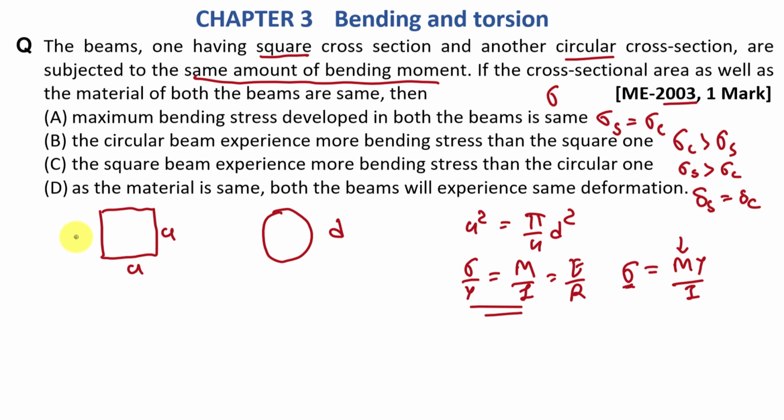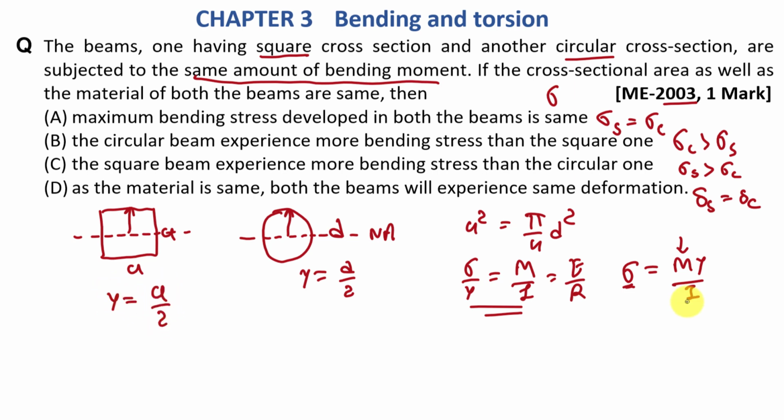Fine. Now we know that here neutral axis will be this, and for this beam this axis will be neutral axis. We know that this y is the distance from neutral axis where we want to find out bending stress. Now here we have to compare the maximum value of bending stress. So we have to take maximum value of y. So in this case, if we take maximum value of y, then it will be this distance. And here y will be diameter by 2, right? And for this case, this distance will be the value of y for this beam. So here y will be a by 2.